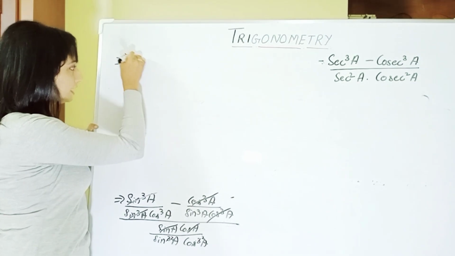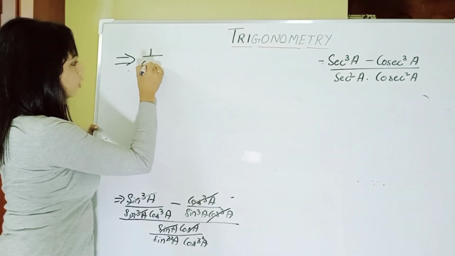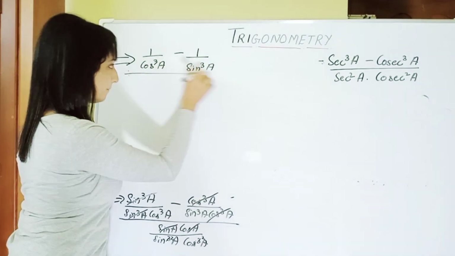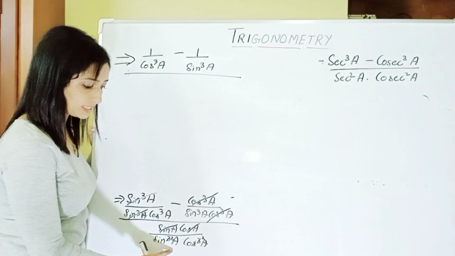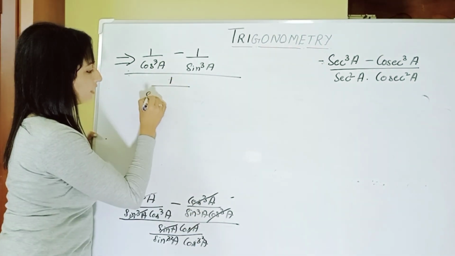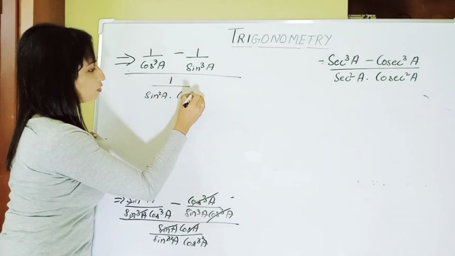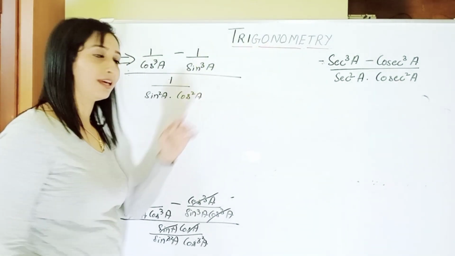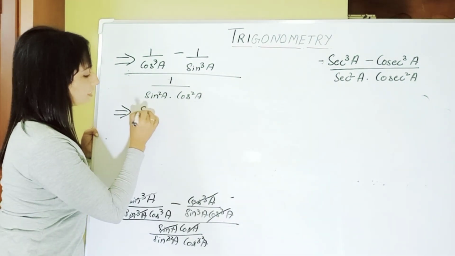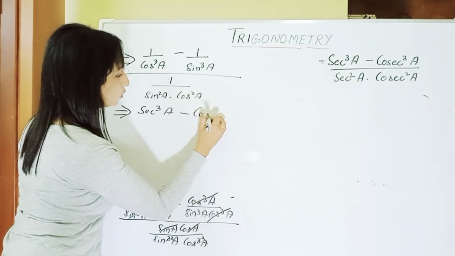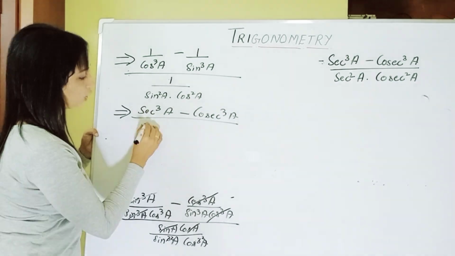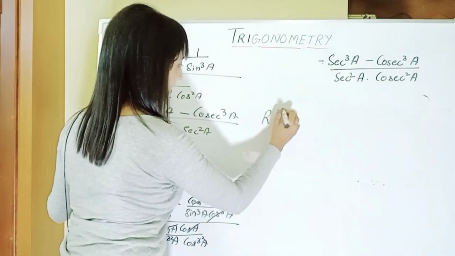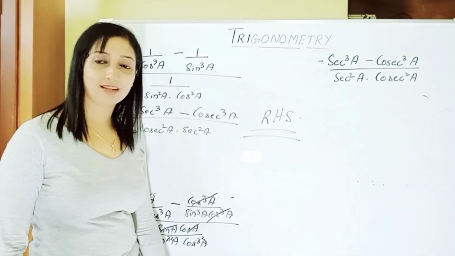What do I get? I get 1 by cos cube A minus 1 by sin cube A by, here what is remaining? 1 by sin square A into cos square A. Now let's put this in terms of sec and cosec, as our RHS is in terms of sec and cosec. So what do you get? This implies sec cube A minus cosec cube A by cosec square A into sec square A, and this is our RHS. This was again our 4-mark question.